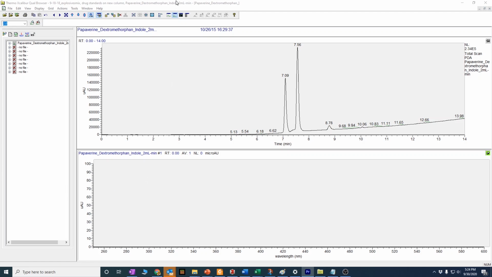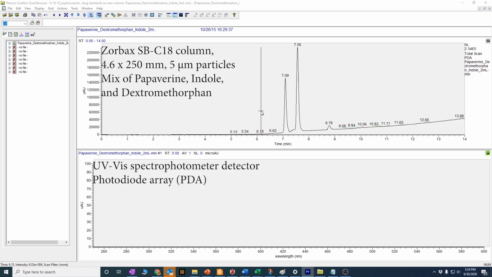So let's take a look at some data. We'll look at data that was taken using a UV-Vis spectrophotometer as a detector, a PDA photodiode array, and a mass spectrometer detector. This data right here is a mix of papaverine, dextromethorphan, and indole. All right, and we can see we have 3 peaks eluted here. We have chromatogram data up here with intensity on the y-axis, time on the x-axis, as we normally expect.